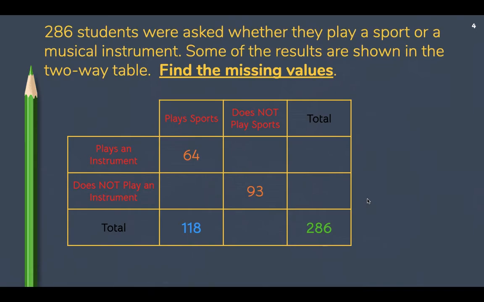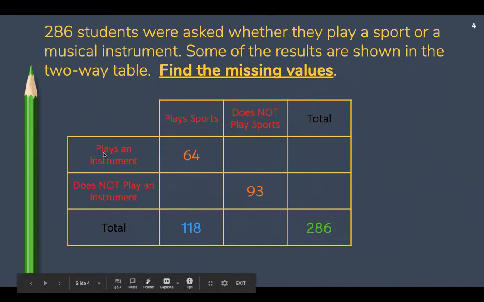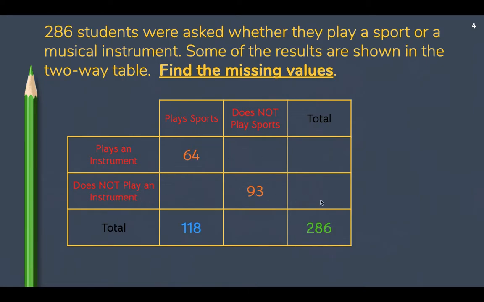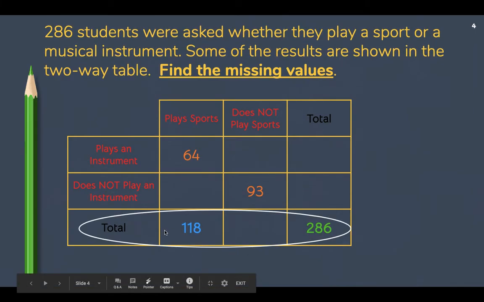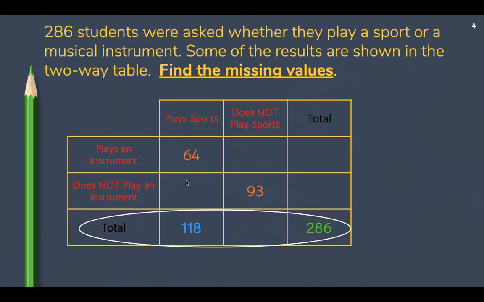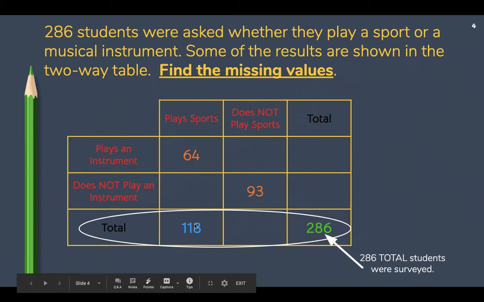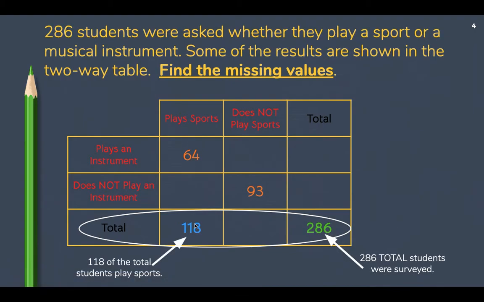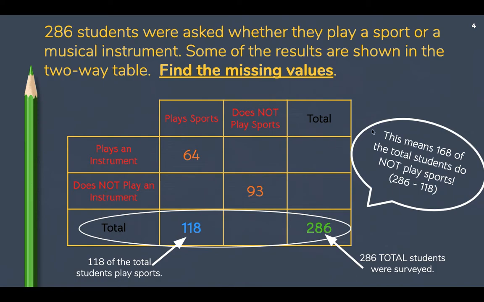So let's take a look at this table. We have playing sports in this column, people who don't play sports, people who play an instrument in this row, people who do not play an instrument in this row. Our grand total of 286, we know that there's 118 students that play a sport because they're in this column. So in 286, we're totally surveyed. So this means 168 of the total students do not play sports.